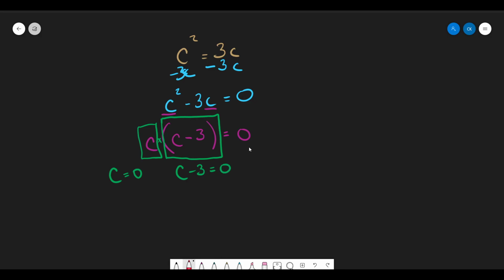Now this side here doesn't have to be solved. c is already equal to 0, so there's no solving that has to be done there. For the other one, I'm going to add 3 to both sides, so I get c equals 3, and now I have two separate answers, so I'm going to put them as a set. So it's going to be the set of numbers 0 and 3. So this would be my final answer here.